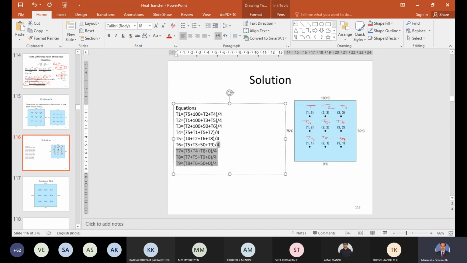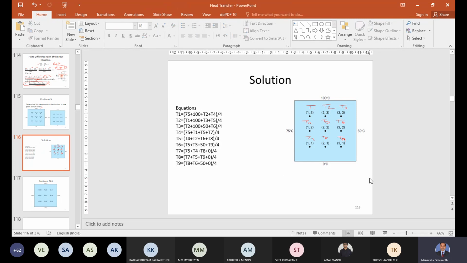I will demonstrate it using the interactive heat transfer software. I hope all of you have installed it in your computer. Did you? Yes, sir.